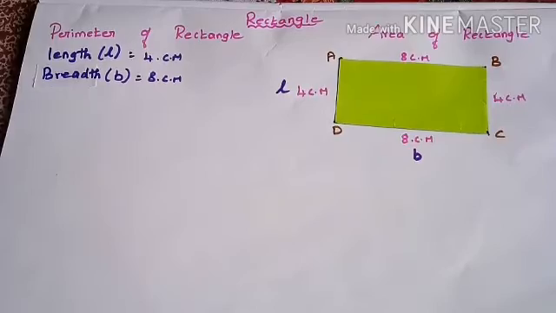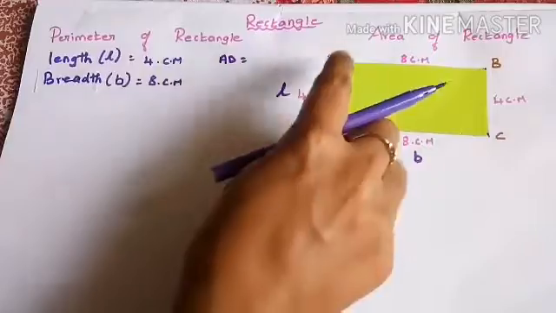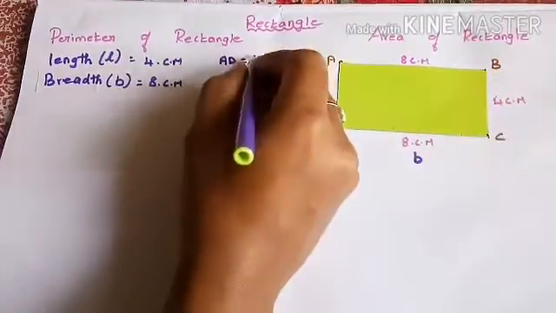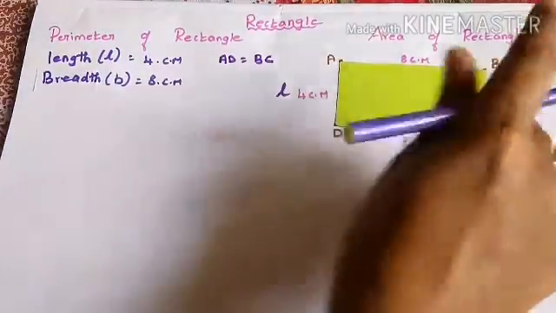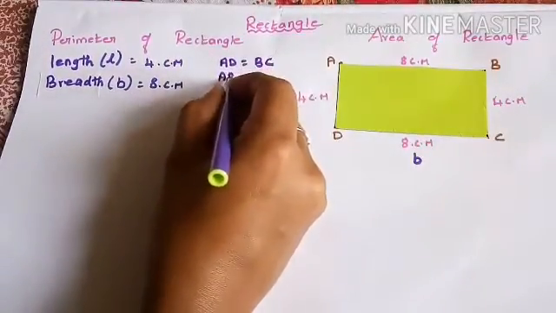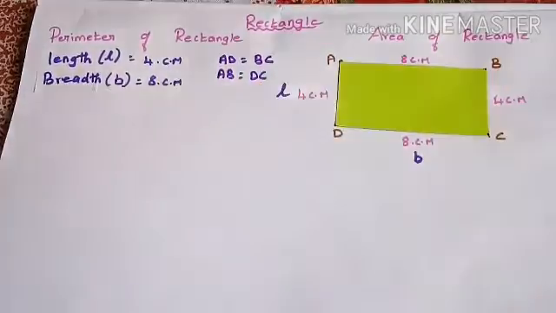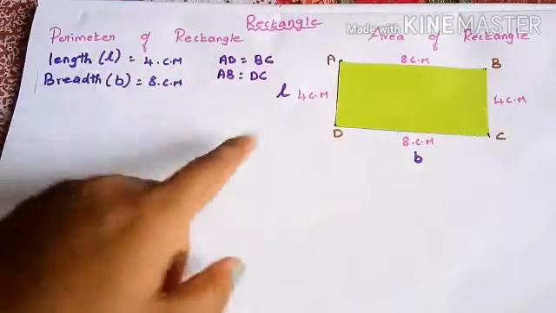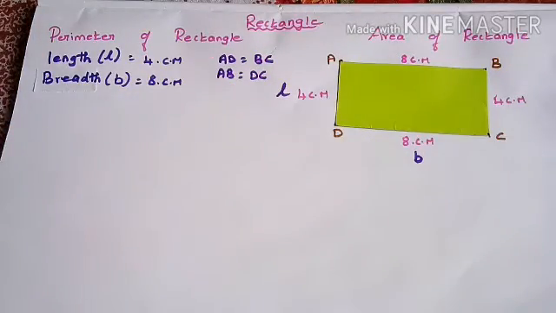So what are the sides are equal? AD equal to BC because opposite sides are equal, right? Then AB equal to DC, right? So this is opposite sides are equal. So this is rectangle. Right, now we are going to find the perimeter of rectangle in two ways. One is common method and another one is formula method. Okay, let's start.